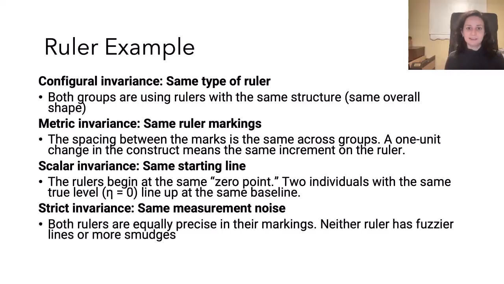Strict invariance is the same measurement noise. So this is kind of like asking whether both rulers are equally precise in their markings, like neither ruler has fuzzier lines or more smudges.